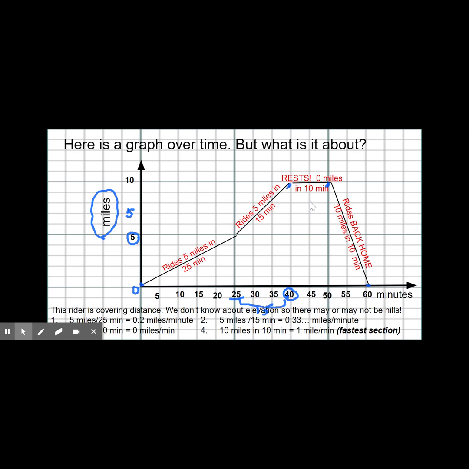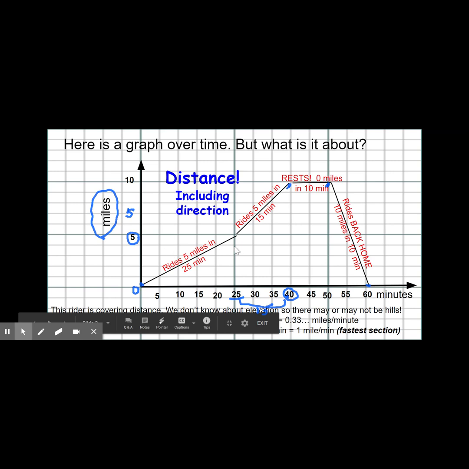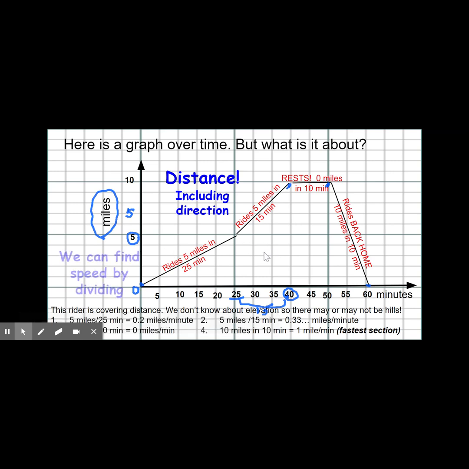The fourth section, this rider is covering 10 miles in 10 minutes, but going back home. It's certainly the steepest slope. It's the fastest section. So here, the slope indicates speed or velocity, where in the elevation graph, the slope really did talk about the hills. Distance, including direction, is a distance over time graph. And remember, we can find the speed by dividing distance by time.